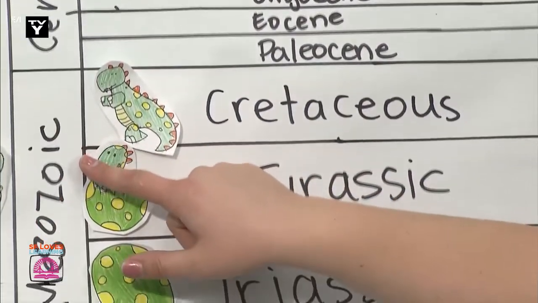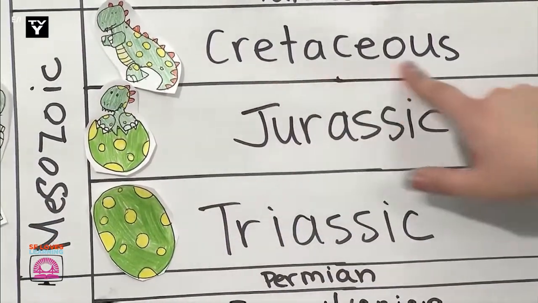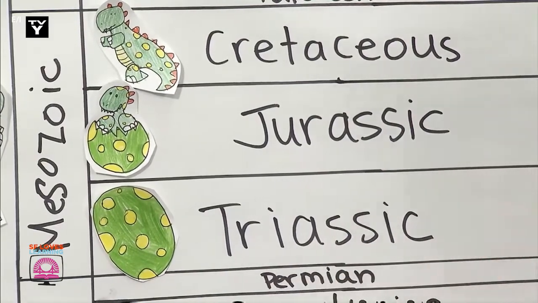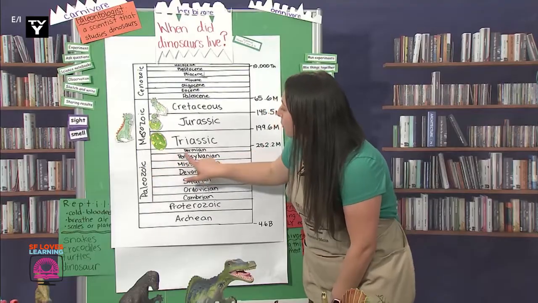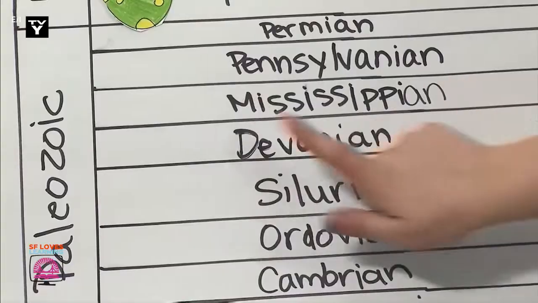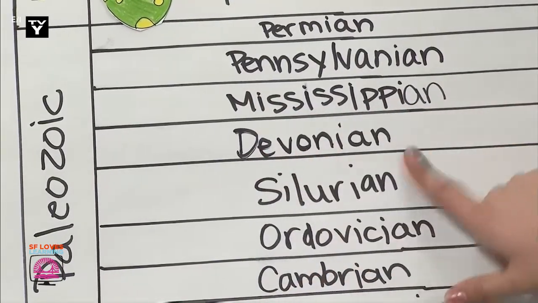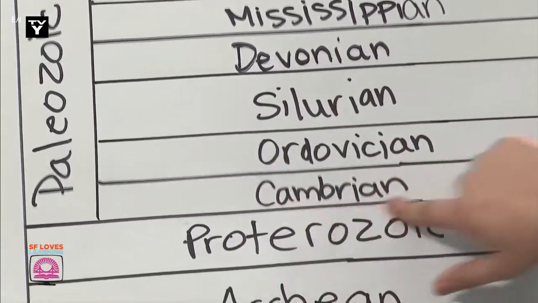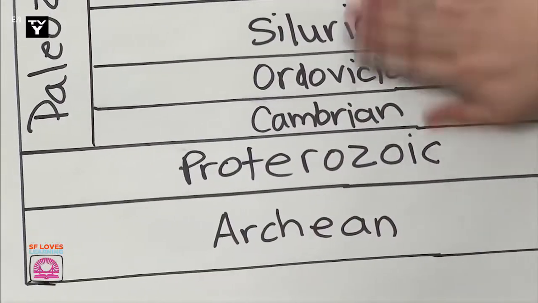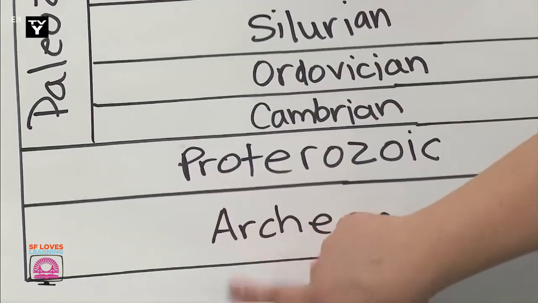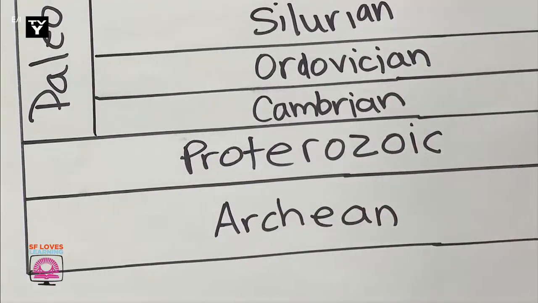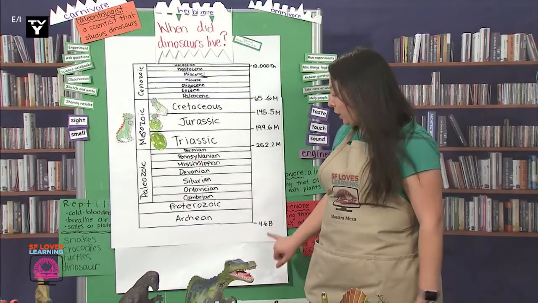Mesozoic, this is when the dinosaurs lived. Cretaceous, Jurassic, and Triassic epochs. Paleozoic period: Permian, Pennsylvanian, Mississippian, Devonian, Silurian, Ordovician, and Cambrian. Those are those epochs. And then the two other periods are Proterozoic and Archean. Wow, the Earth is pretty old.